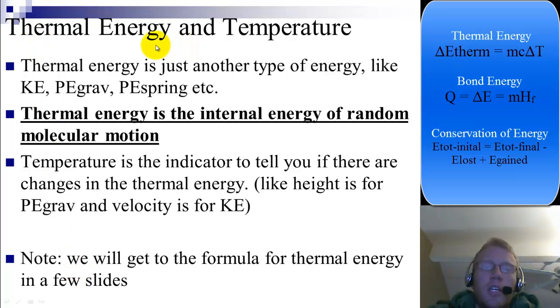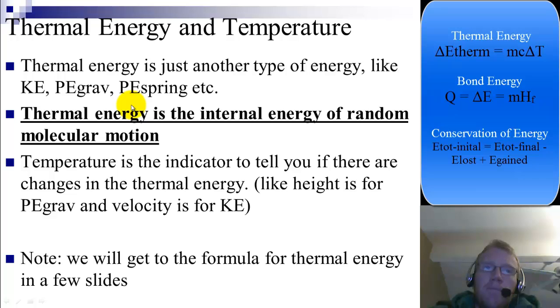Thermal energy is our fourth type of energy. And remember, all the different types of energy we learned so far have indicators that tell you whether or not that type of energy is involved in the problem. The indicator for thermal energy is the temperature of the object. So the way you can tell an object has gained or lost thermal energy is by seeing if the temperature of the object has increased or decreased.